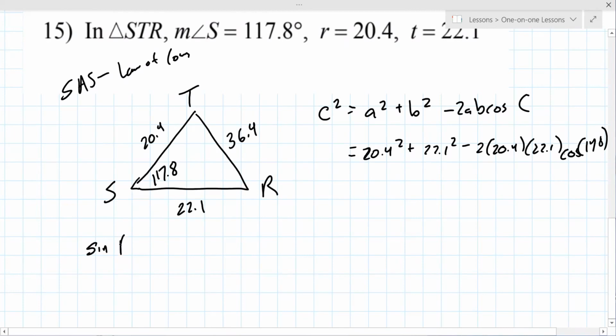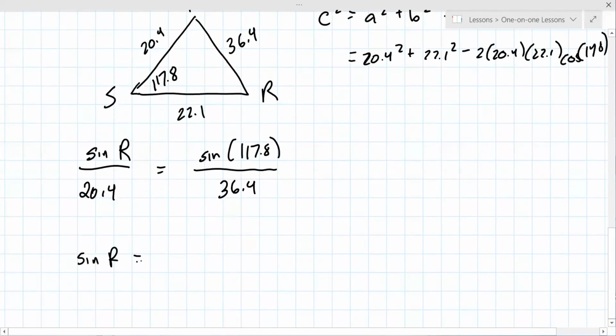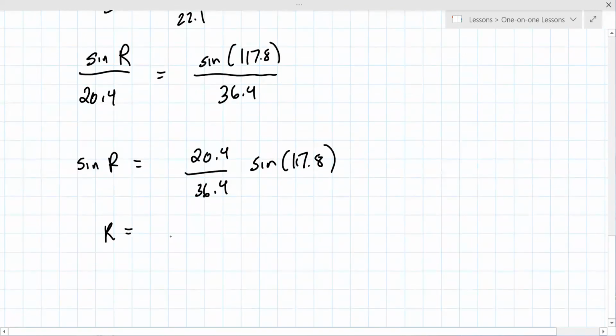So sine of R over, now I'm going to use the side across from it, 20.4, equals sine of 117.8. It's always the sine of the angle, and then the side across from it, 36.4. So if you solve for sine R, it's 20.4 over 36.4 times sine of 117.8. And then R is sine inverse of 20.4 over 36.4 times sine 117.8.